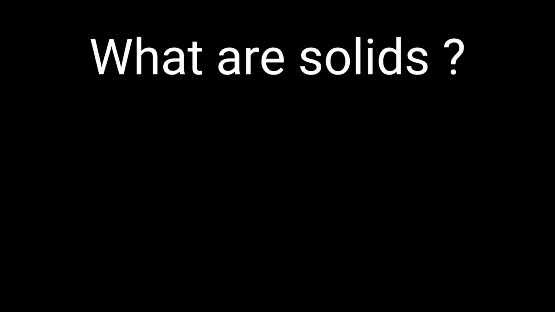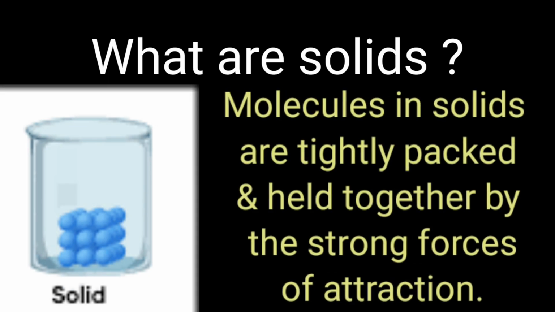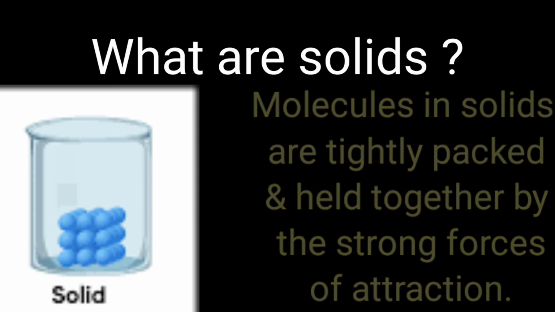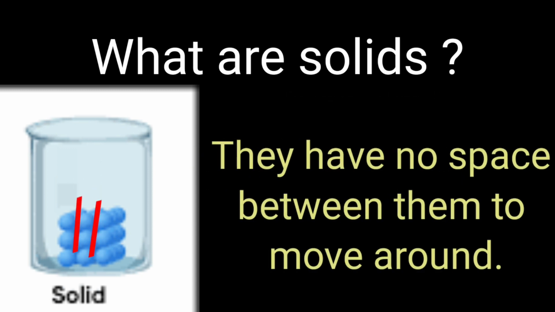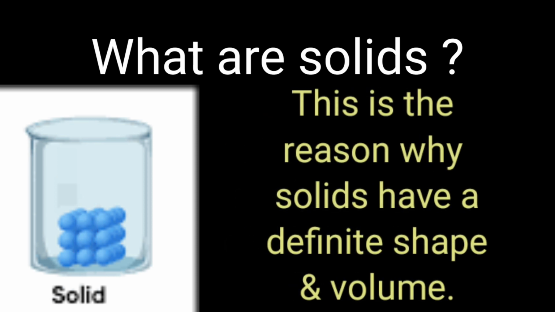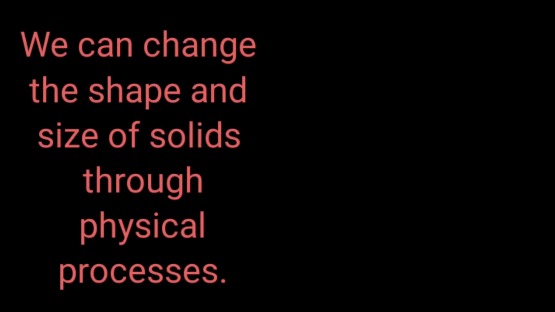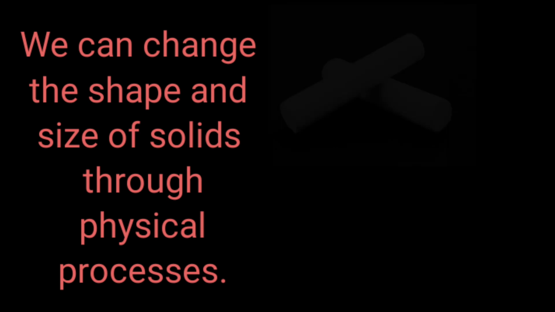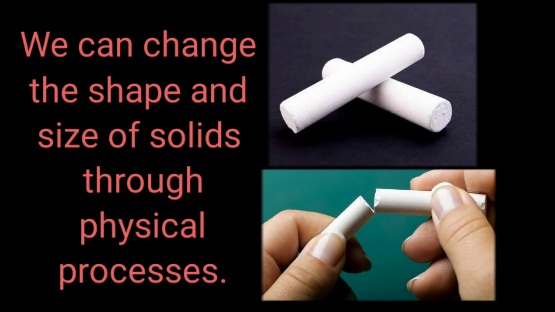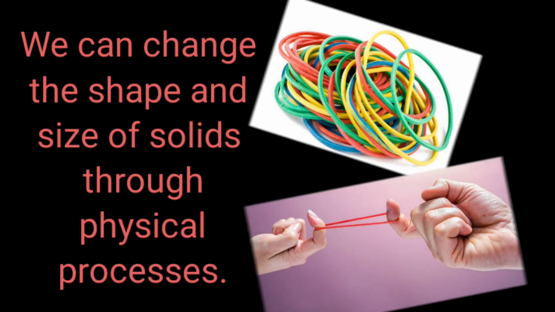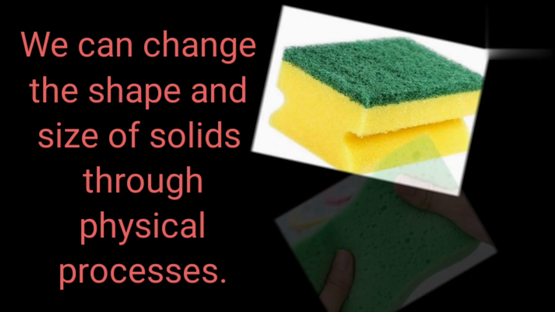What are solids? Molecules in solids are tightly packed and held together by strong forces of attraction, and they have no space between them to move around. This is the reason why solids have a definite shape and volume. We can change the shape and size of solids through physical processes, as we can break a chalk into two parts, stretch a rubber band by applying some force, or change the shape of a sponge by pressing it.